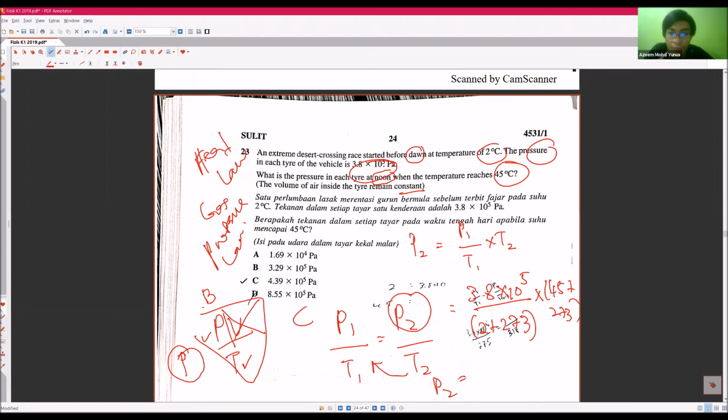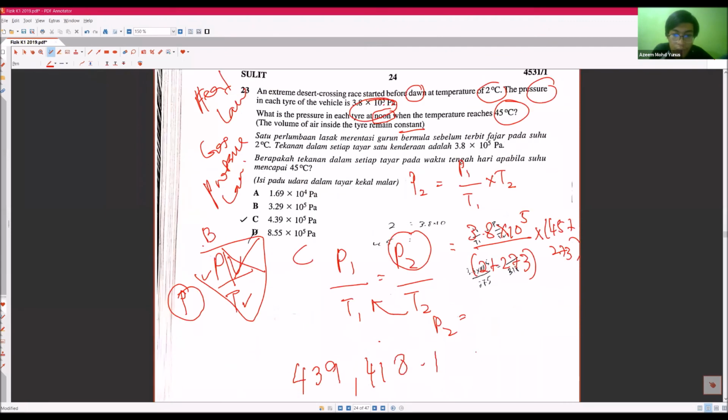5 divided by 2 plus 273 times 45 plus 273. So we will get 418.18 Pascal. Because the answer should be in standard form, 1, 2, 3, 4, 5, so it must be to the power 5. So 4.39 here.